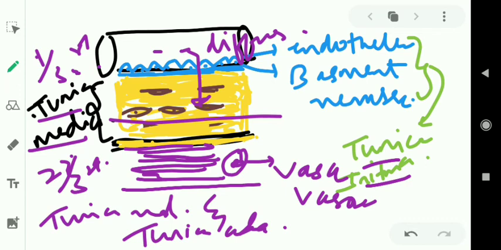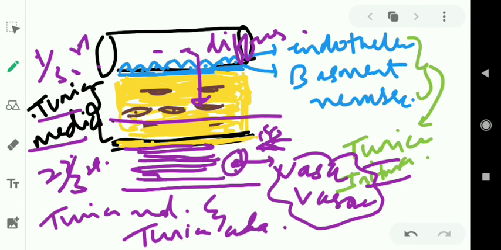So the outer two-thirds of the tunica media and the tunica adventitia will receive their blood supply from arteries supplying an artery. The artery which supplies a large artery is known as the vasa vasorum. So in the adventitia you can see the vasa vasorum. You can also see nerves which control this artery, sympathetic or autonomic nerves, and blood vessels lying in this area.